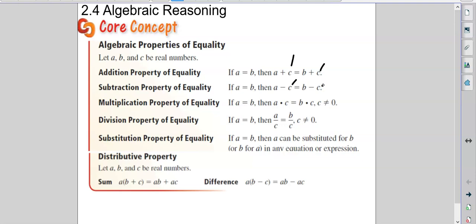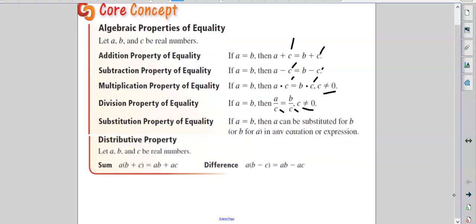Multiplication, division, same concept. If you multiply by something on one side, you must multiply by the same thing on the other side. It just can't be zero. And then with division, same thing. If you're going to divide one thing by something, do the same thing over here, but it can't be zero. Very important. All right, then substitution. If A is equal to B, then A can be substituted for B or vice versa.